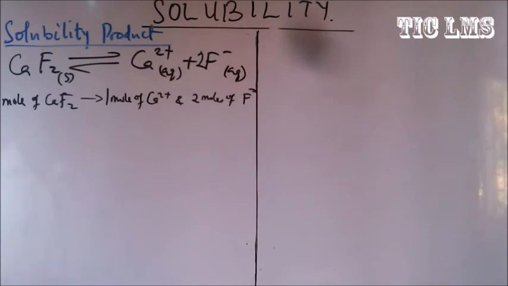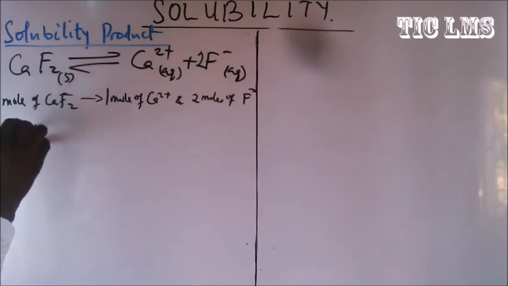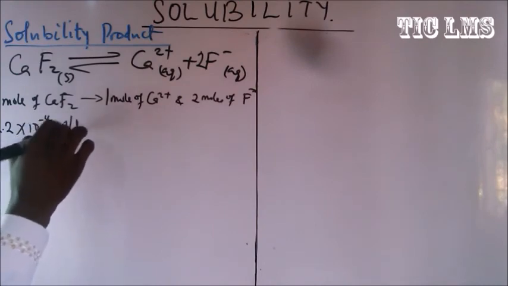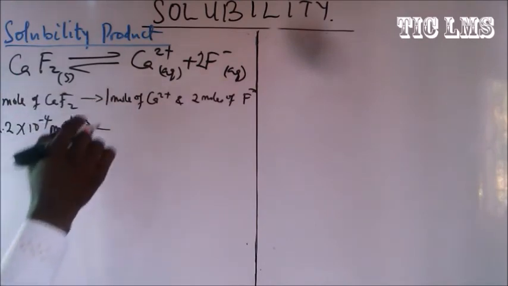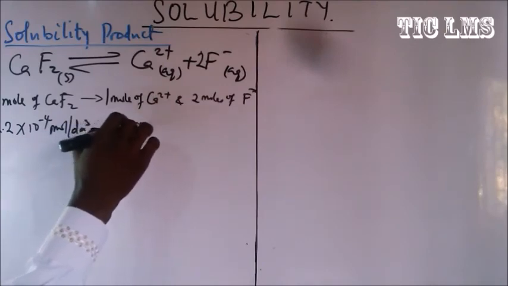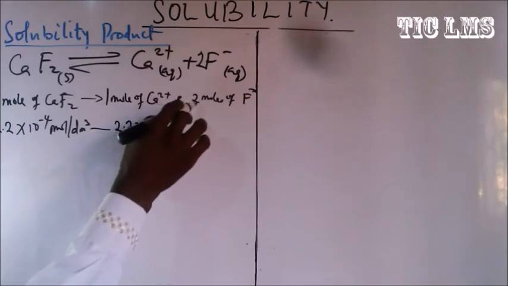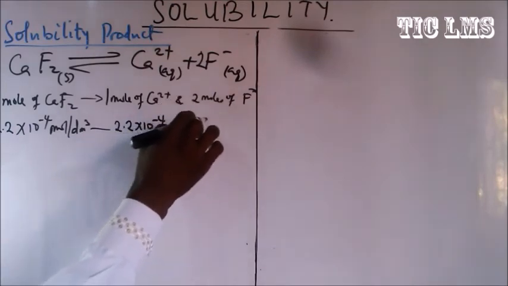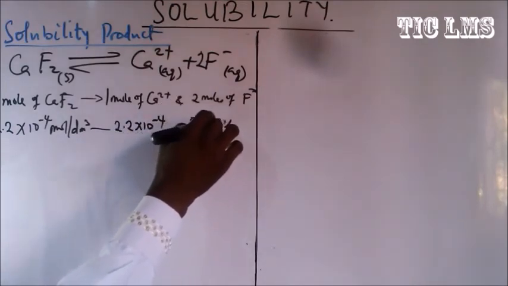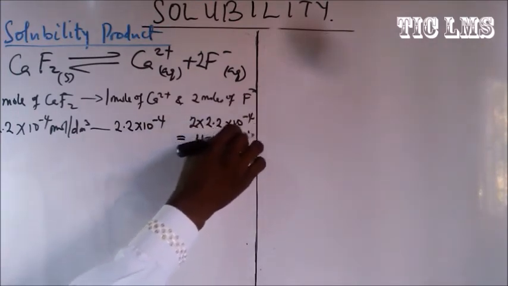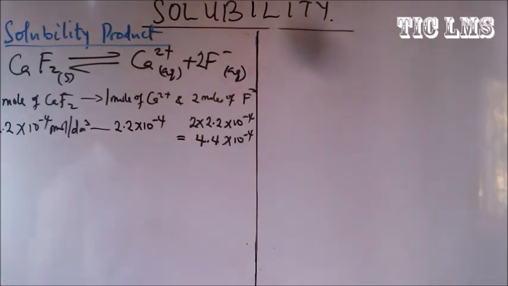Hence, if we have the solubility of calcium fluoride to be 2.2 times 10 to the power minus 4 mole per dm cubed, since 1 mole is 1 mole here, it will be 2.2 times 10 to the power minus 4 over here. But for fluorine, it will be different because they have 2 moles, so we'll multiply it by 2. So 2 times 2.2 times 10 to the power minus 4, and that gives 4.4 times 10 to the power minus 4. Next, we proceed.